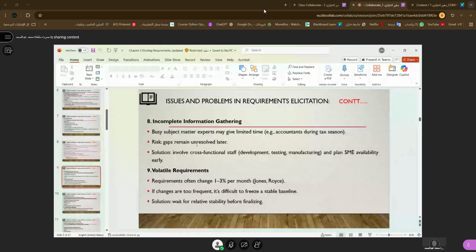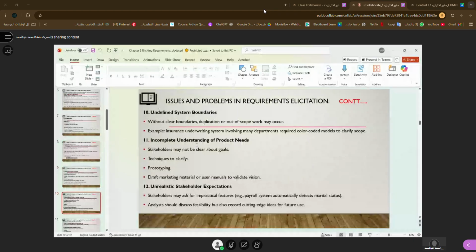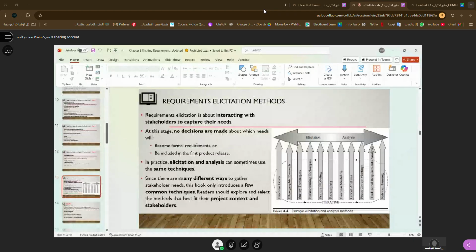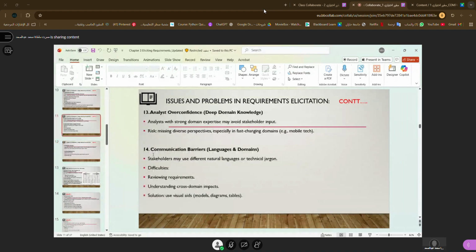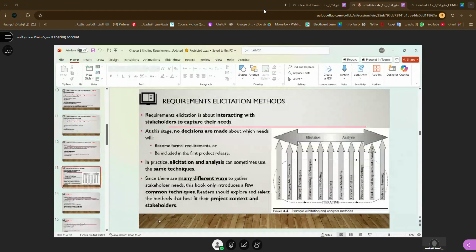Then next one. How many are there? Issues and problems, 15, 16 are there. Out of 16, you can write about any 3. Compulsory, you have to write. If the question is given in list, you need to write minimum eight. If the question is given like discuss, then you need to write all the points. Okay, this point, sub points you have to write. Then next, requirement elicitation method. This question is also very important.